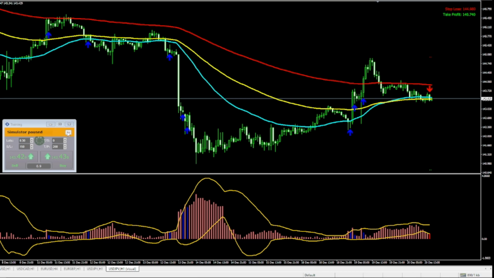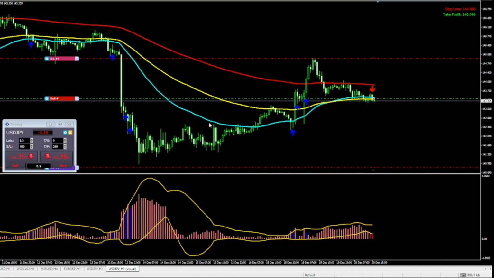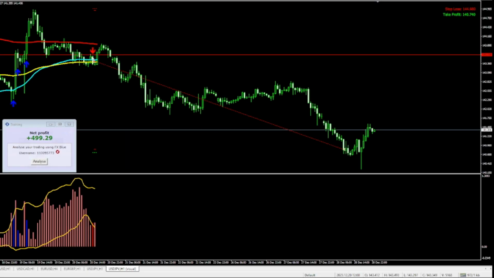Of course, once the trade is running in a profit, you can move your stop loss to break even to turn it into a risk-free trade. Alternatively, you can take some partial profits along the trend to secure some profits as you go.